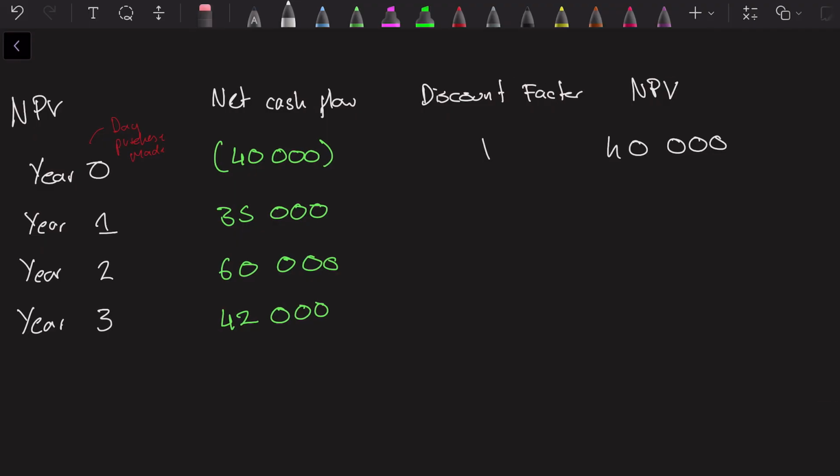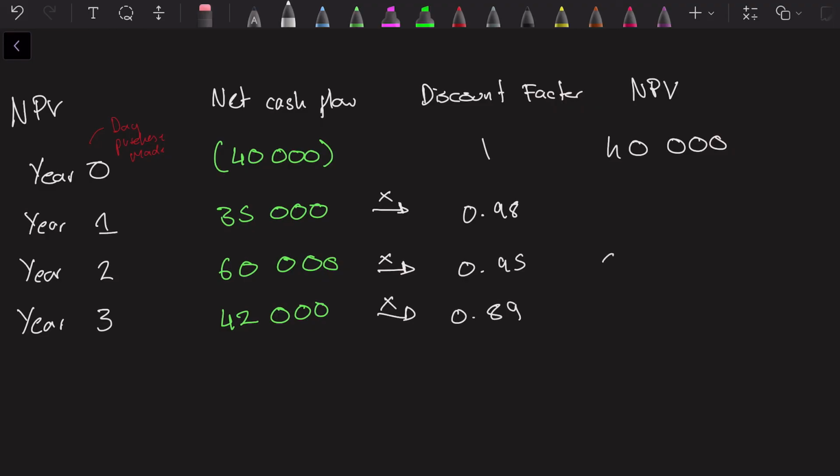However, after that, the discount factor starts going down from 1. So this could be something like 0.98. This could be like 0.95. This could go 0.89. And the net present value is just this times this. So that's just how it works. So let's just do one for an example. I'll do the year 2 one. So that would be, just do that on my calculator, $60,000 times 0.95.